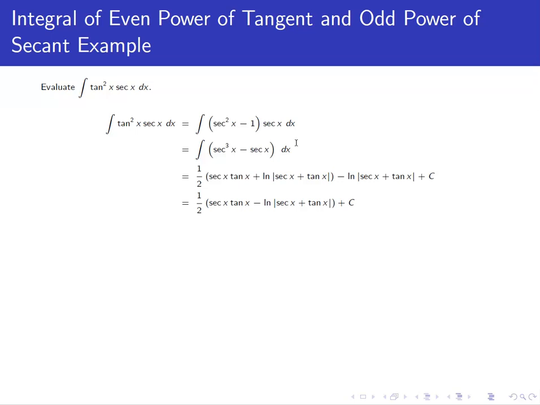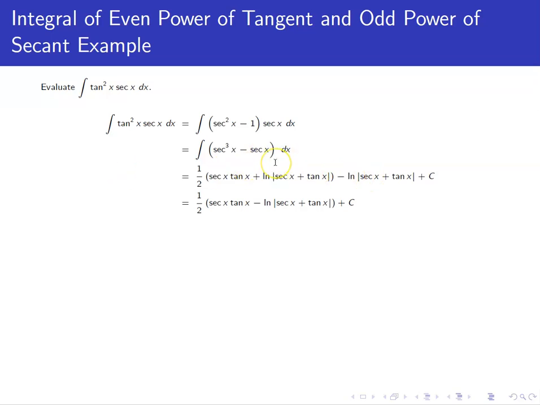Well, notice I can't pull off a secant squared for du because there isn't a secant squared. And notice pulling off a secant x tangent x for du leaves me with a single tangent x that I cannot convert over to secants easily using our trig identities. So, the best I can do to start with is replace tangent squared with secant squared minus 1. Distribute the secant x through that, we'll get the integral of secant cubed x minus secant x dx.